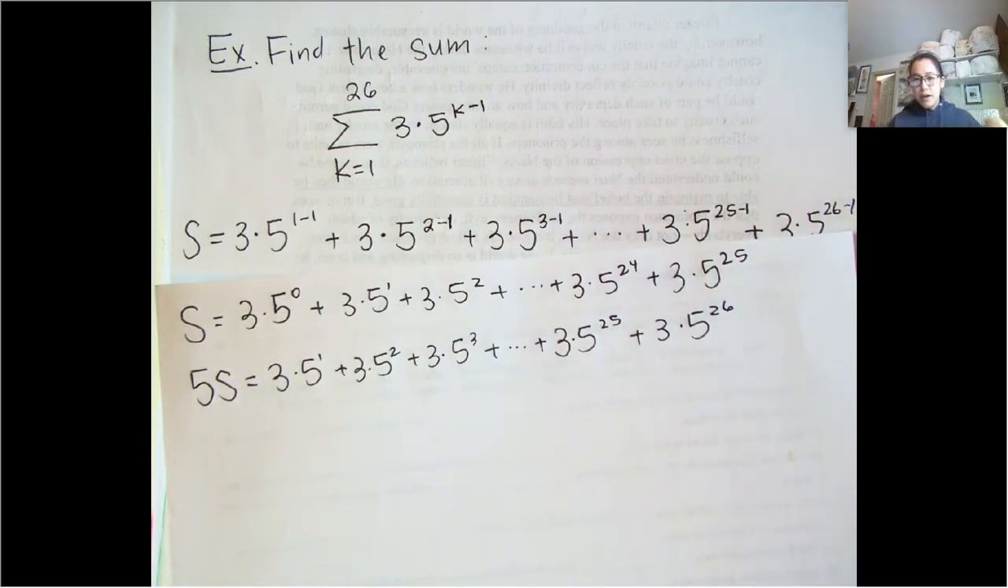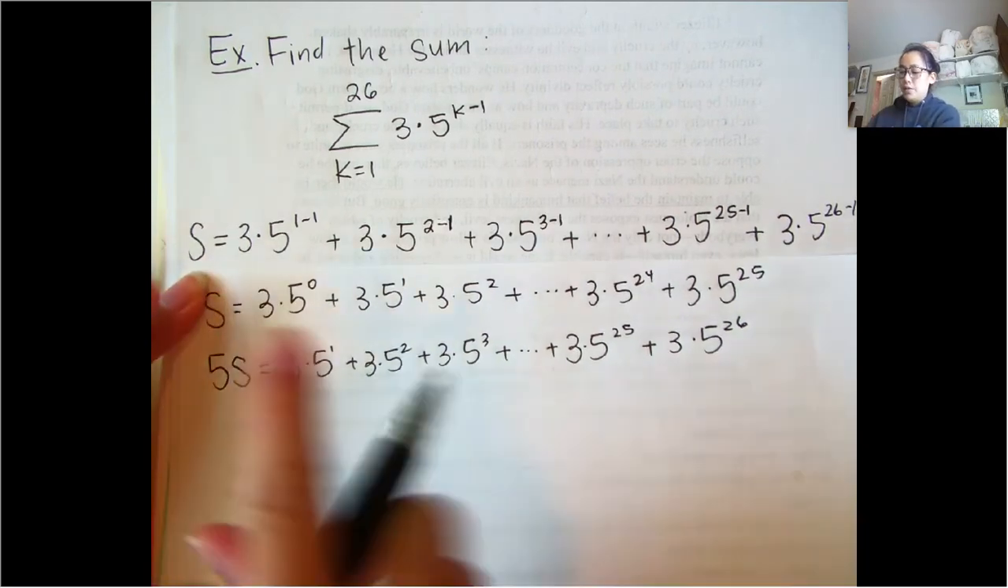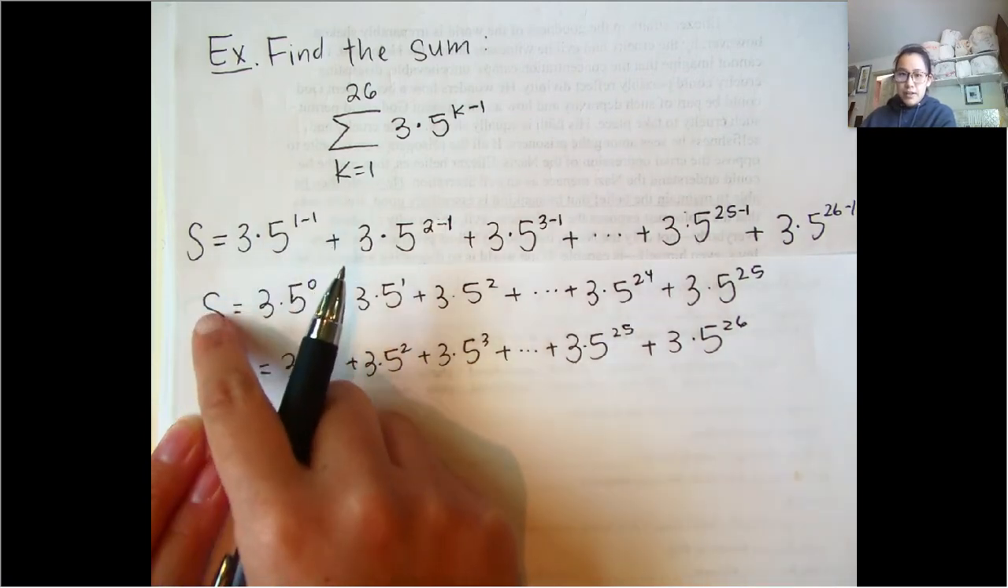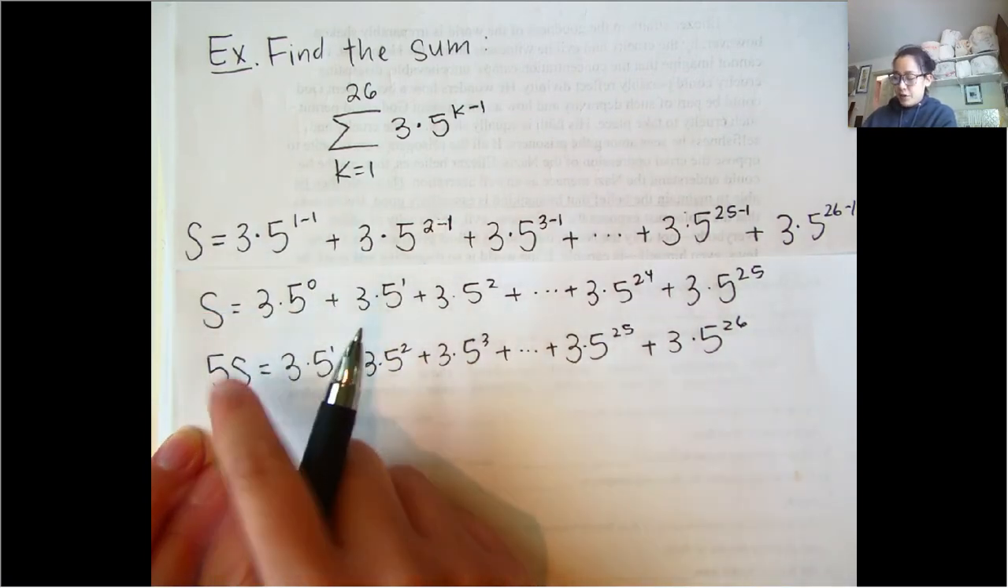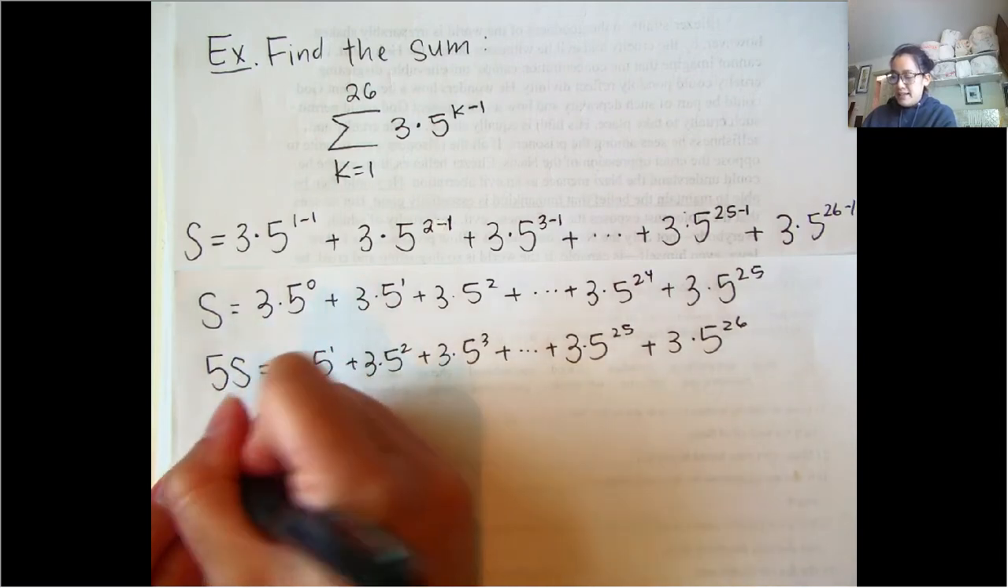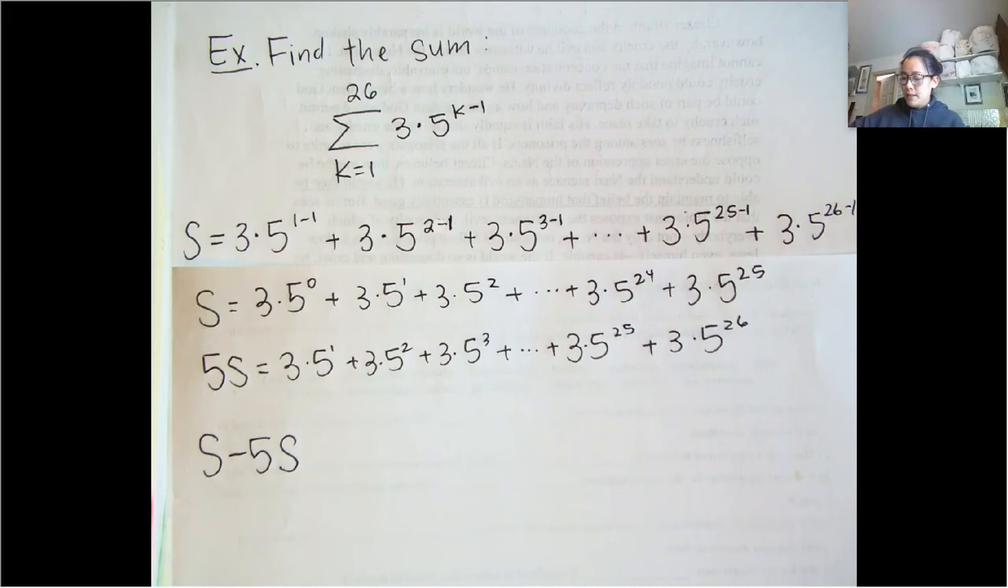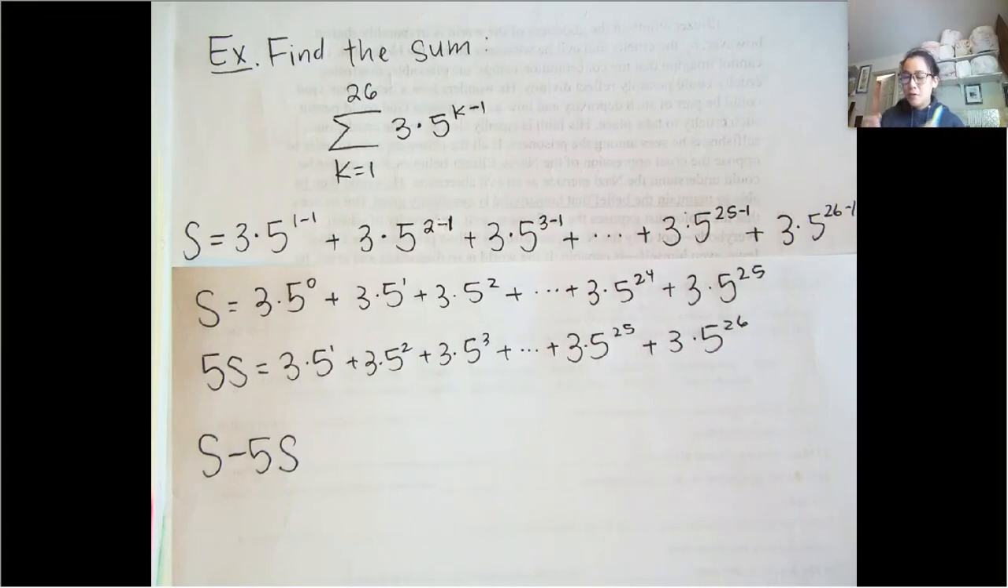Okay, so just a reminder, we're solving for S. Don't forget that. What we're going to do right now is subtract this expression minus this expression. So what I'm saying is we're doing S minus 5S. If you're looking at these two expressions, we have a lot of terms in common, and so when you subtract, a lot of these will go away.